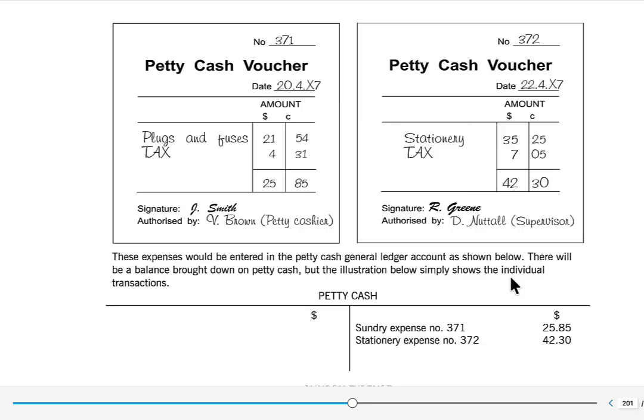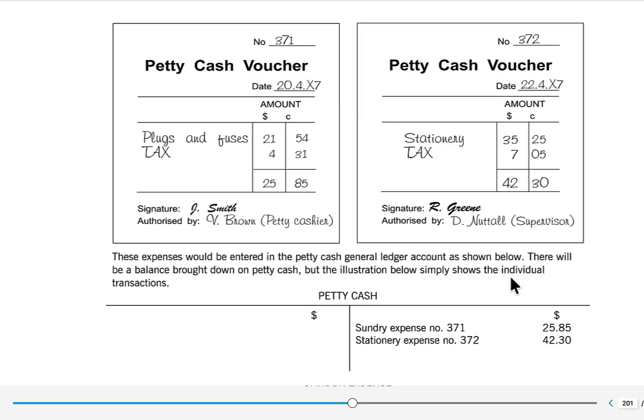Part 2. Petty cash voucher number 372. This voucher belongs to the second receipt, the one for stationery that was inclusive of sales tax. On the voucher you can see, voucher number is 372. Date is 22 April. Item is stationery. Net cost is $35.25. Sales tax is $7.05. Total paid from petty cash is $42.30. It is signed and authorized properly.